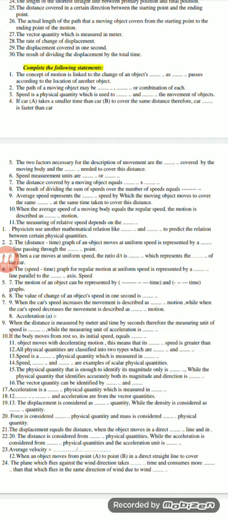We will solve question number 2 together. Complete the following statements. Number 1. The concept of the motion is linked to the change of an object's position as time passes according to the location of another object. Here it gives me the definition of motion, so the missing words are position and time.